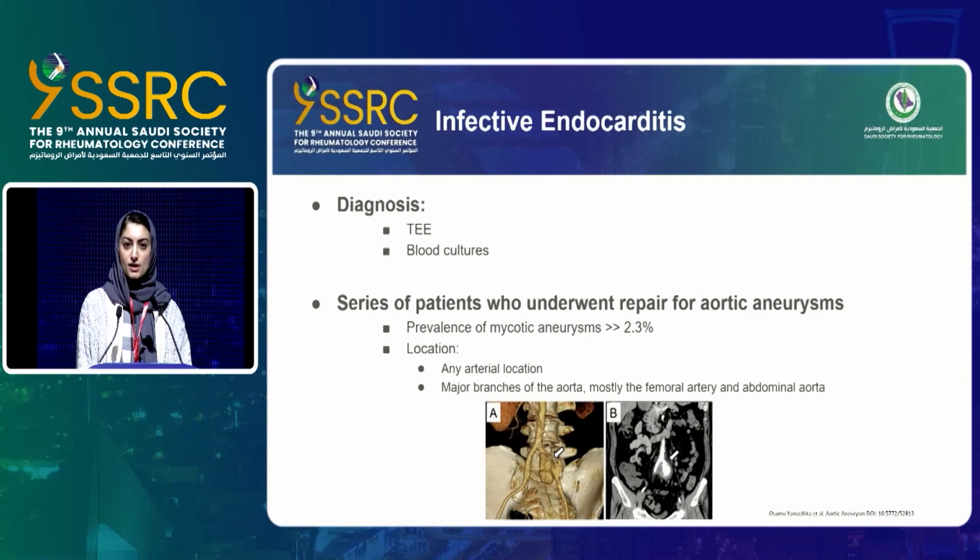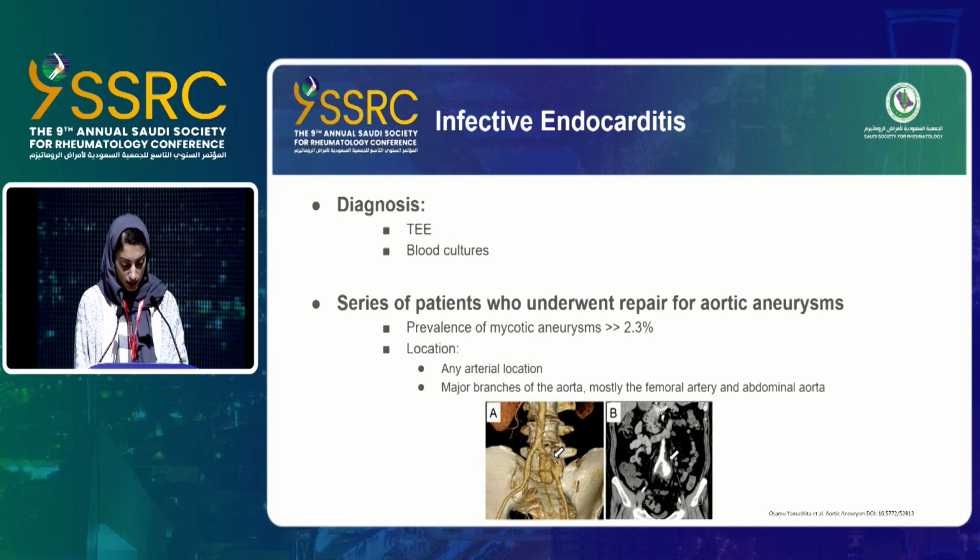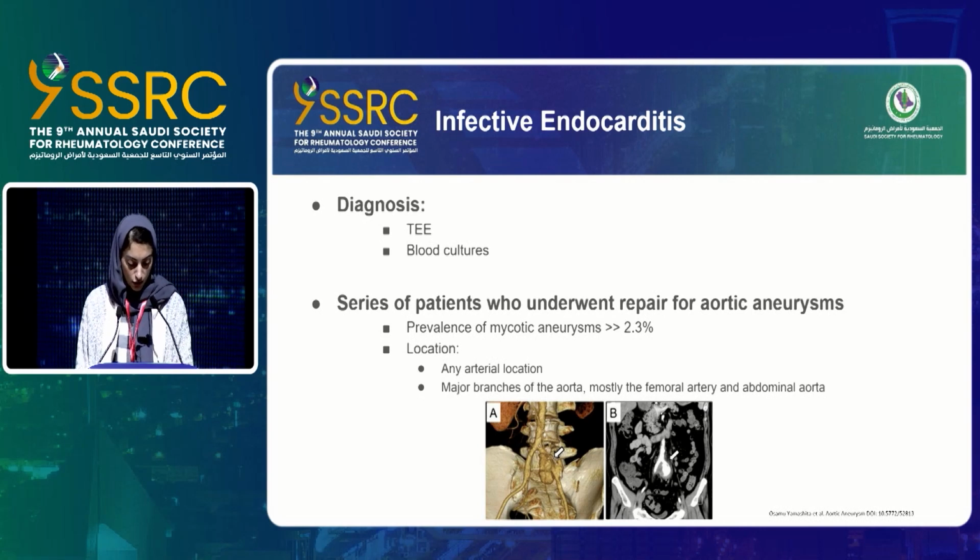For the diagnosis, with high clinical suspicion, we should order transesophageal echo and blood cultures, as we all know. In one series of patients who underwent repair of aortic aneurysm, around 2.3% of those patients had mycotic aneurysm. It could affect any arterial location. However, the most frequently affected area is the femoral artery and the abdominal aorta, followed by the thoraco-abdominal and the thoracic aorta.